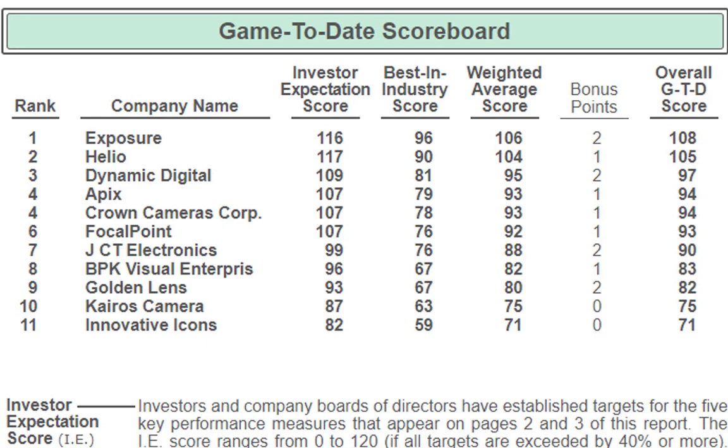Let's look at the game-to-date scoreboard. As I'm sure you already know, Team E is at 108, leading the charge. Team H is at 105. And then you have a few teams in the 90s, a couple of teams in the 80s, and then at the very bottom, you have Team K and Team I.